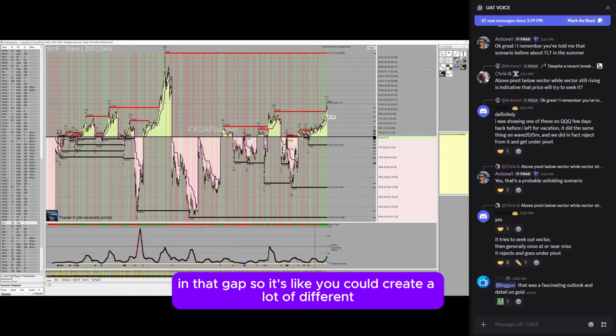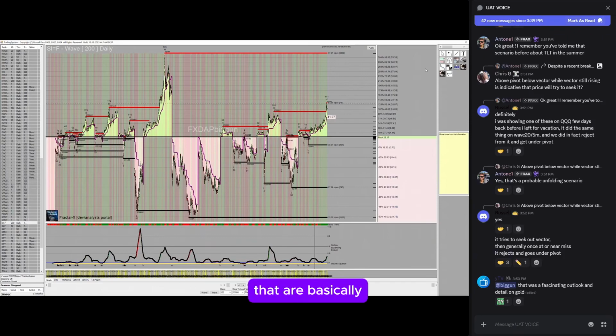So you could create a lot of different strategies that are basically long silver, short gold in a way, but you're not necessarily shorting in dollar-denominated terms, right? You don't need to do that necessarily. I'm kind of rambling here.